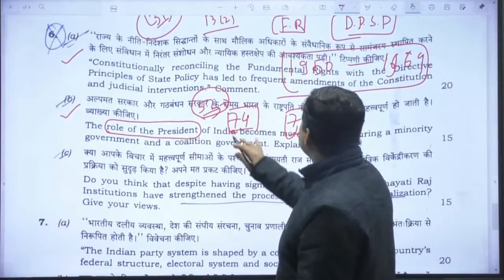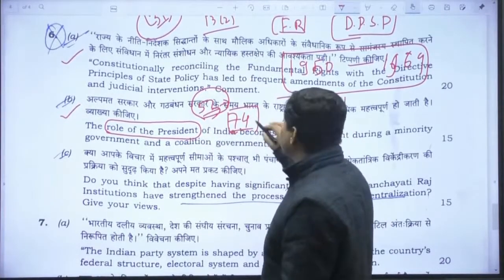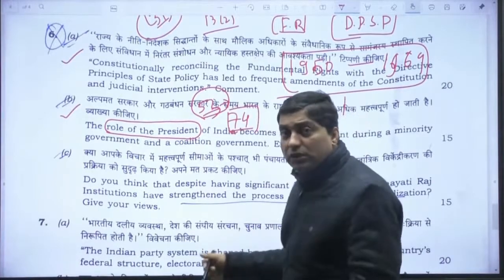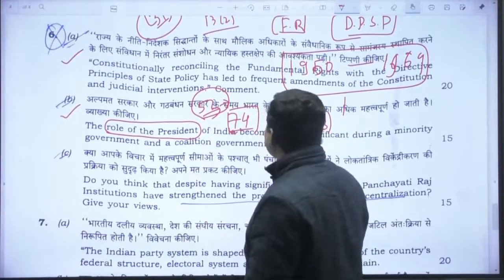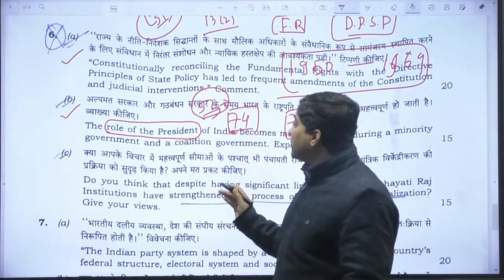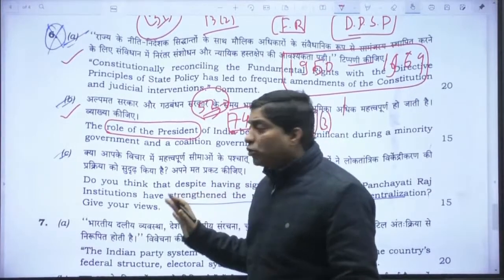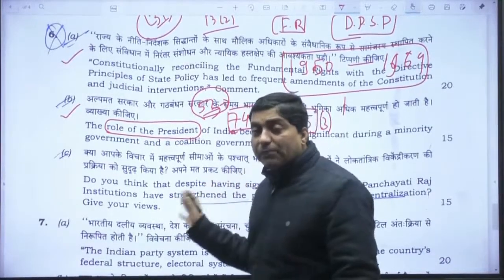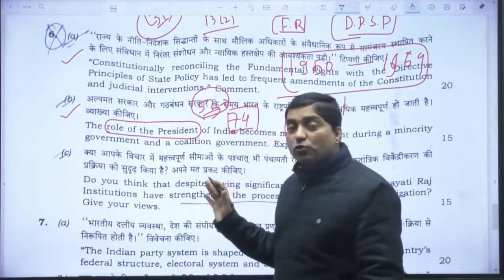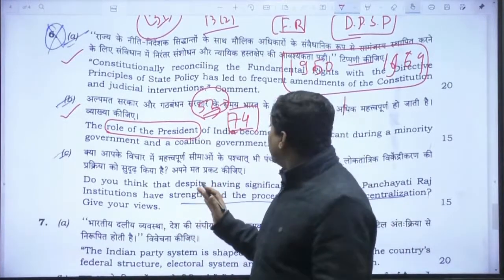So when you see the Indian democracy from 1950 till 2021, there was one-party dominance, and there the President has no option but only to appoint the Prime Minister of the majority party.